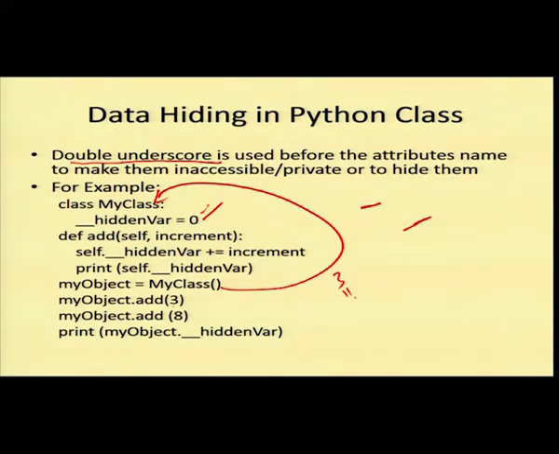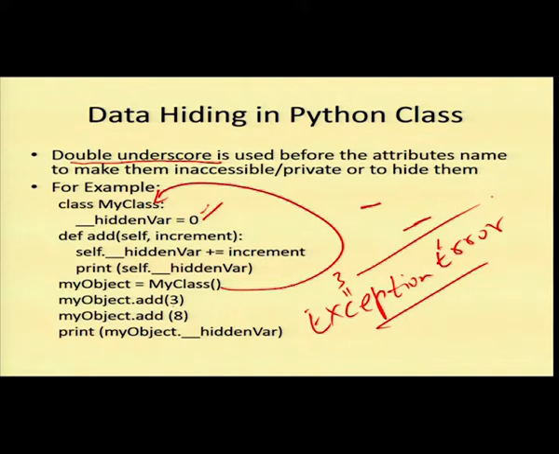Then I am printing my object underscore hidden variable. Will it print? Definitely not. It will throw an exception error. What is the exception error? Why do we get it? This code is wrong. Why is it wrong? Because it cannot be accessed outside the function.